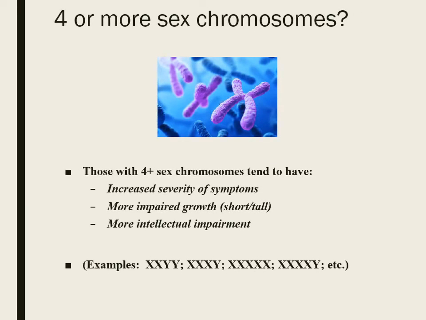Now, there are some conditions where there's more than 4 sex chromosomes. I listed some of these earlier: XXYY, XXXY, 5 X's. The more sex chromosomes you have, it means the more errors happened during cell division, and so they're much more rare. But in general, the more sex chromosomes you have, you tend to have an increased severity of symptoms. You tend to have more impaired growth and more intellectual impairment. So the more chromosomes, more problems.